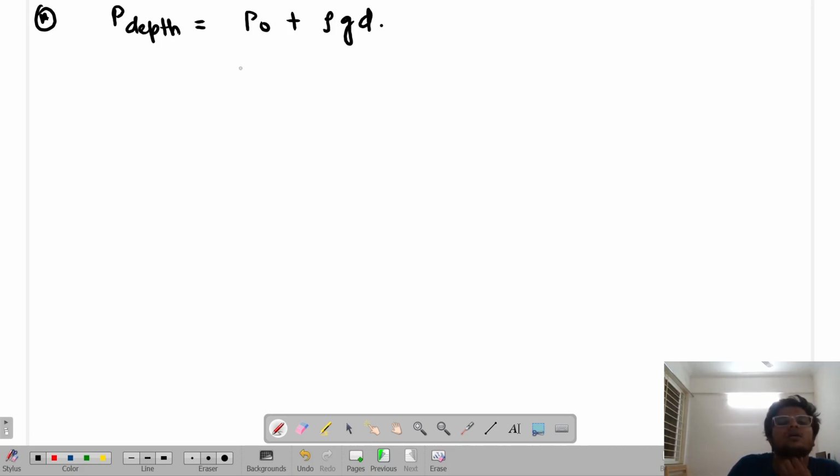Where this means that P naught is a constant. So if I see how pressure is varying with respect to depth, pressure at any random depth is directly proportional to depth. Means as the depth increases, pressure is also increasing, isn't it?